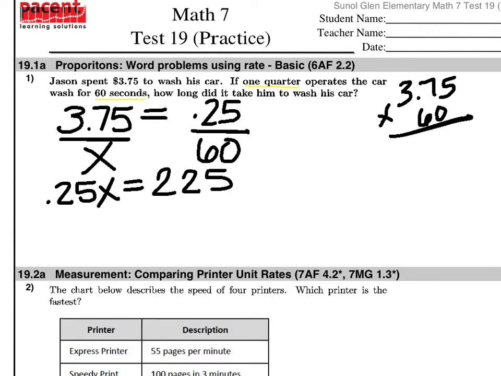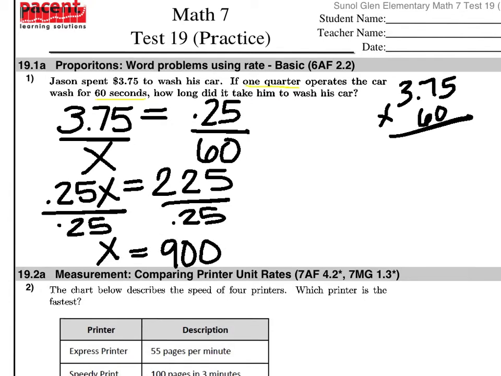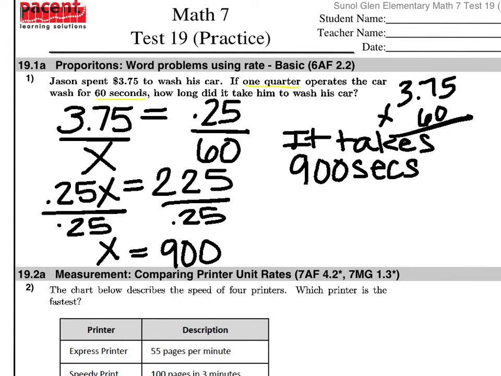Okay, so now, to get x alone, we're going to divide by 0.25, and if we divide 225 by 0.25, we get x equals 900. Okay, so what is that? Again, remember, these are word problems. Just telling me x equals 900 doesn't tell me anything. You have to tell me what it means. So the answer to this problem is actually that it takes him 900 seconds to wash the car.